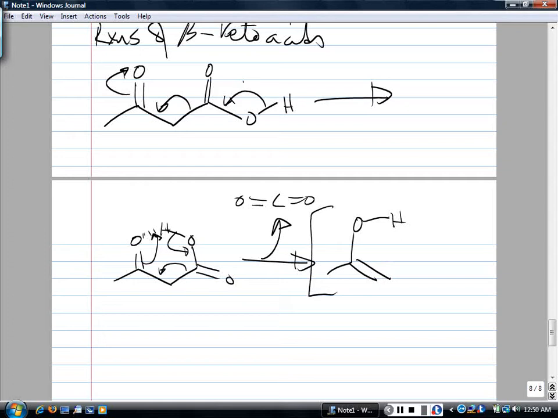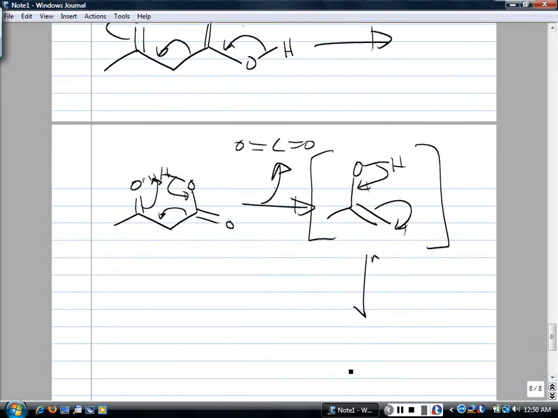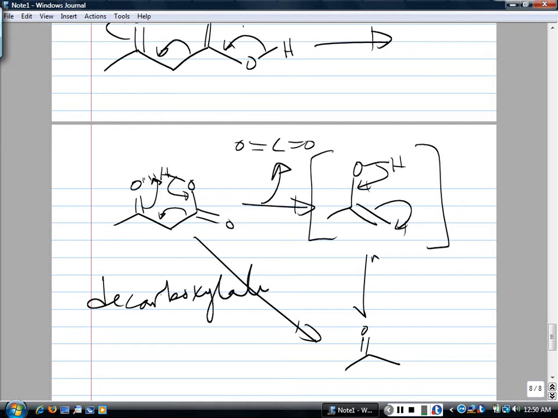Now this entity really is an enol. The enol will tautomerize into the corresponding carbonyl compound. So it means I can do what's called a decarboxylation of my beta keto acids and end up with the corresponding carbonyl compound, right? In other words, I can simply lop off that whole carboxyl group as a carbon dioxide unit.